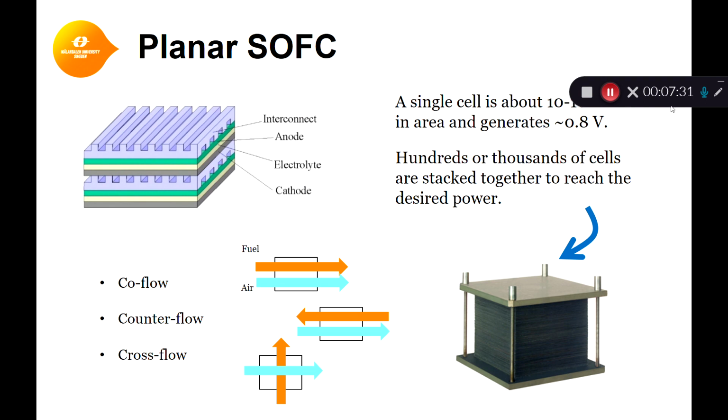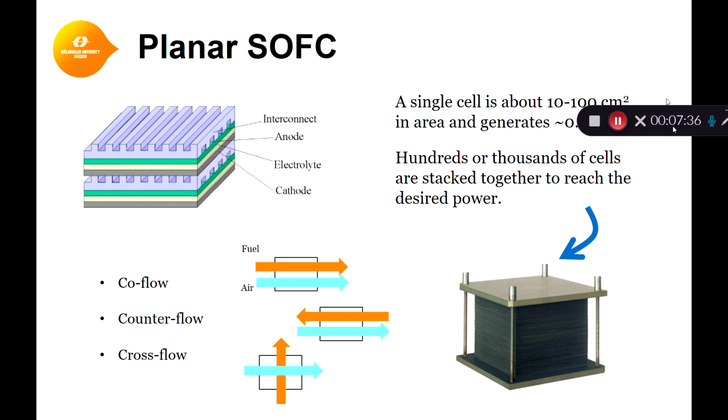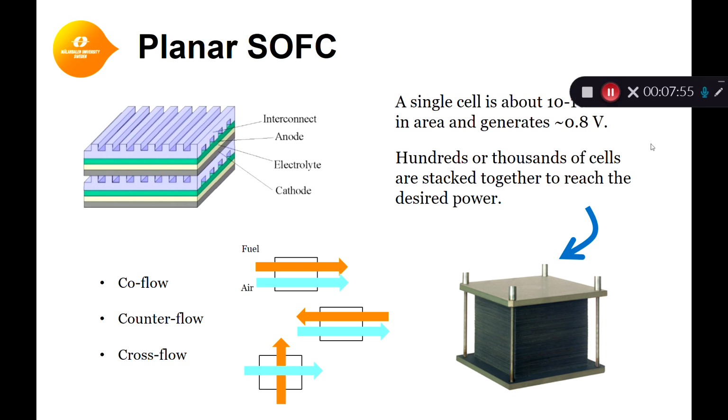Solid oxide fuel cell can have a planar configuration where anode, electrolyte, and cathode are piled together, and then a single cell of area of around 10 to hundreds of square centimeters can generate less than 1 volt. Hundreds of thousands of fuel cells are then stacked together to reach the desired power.